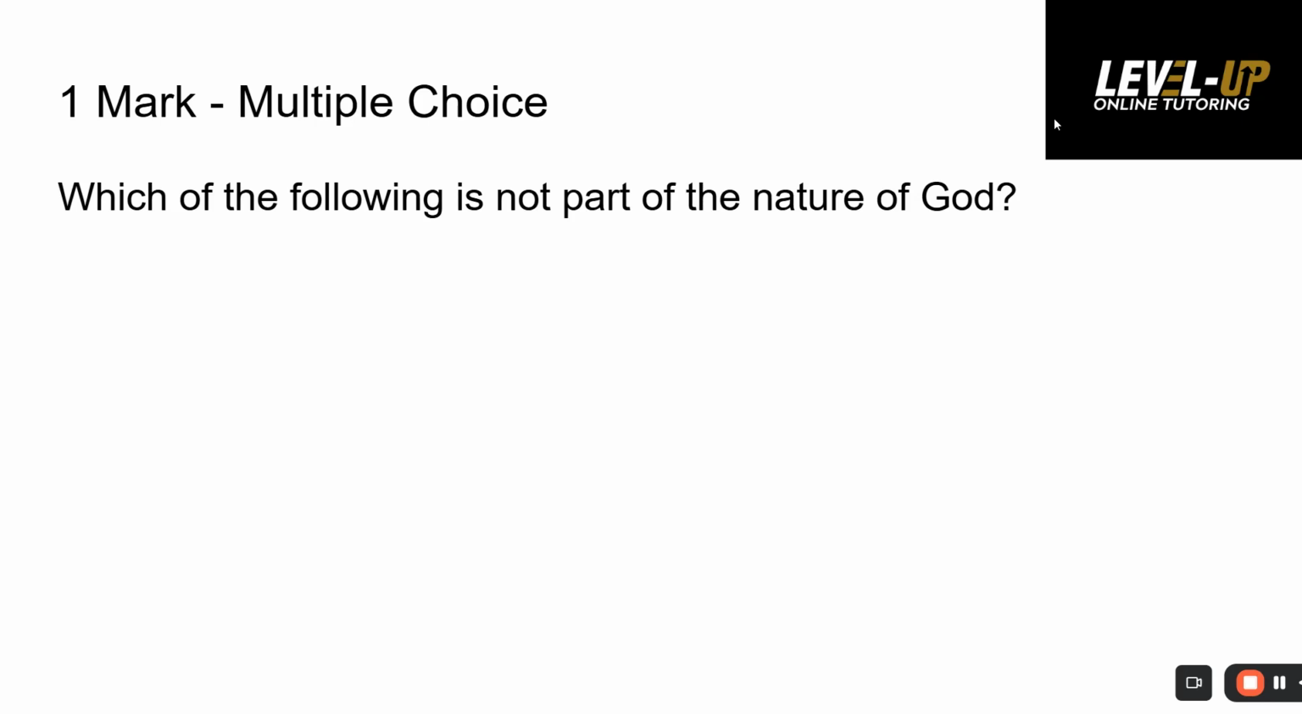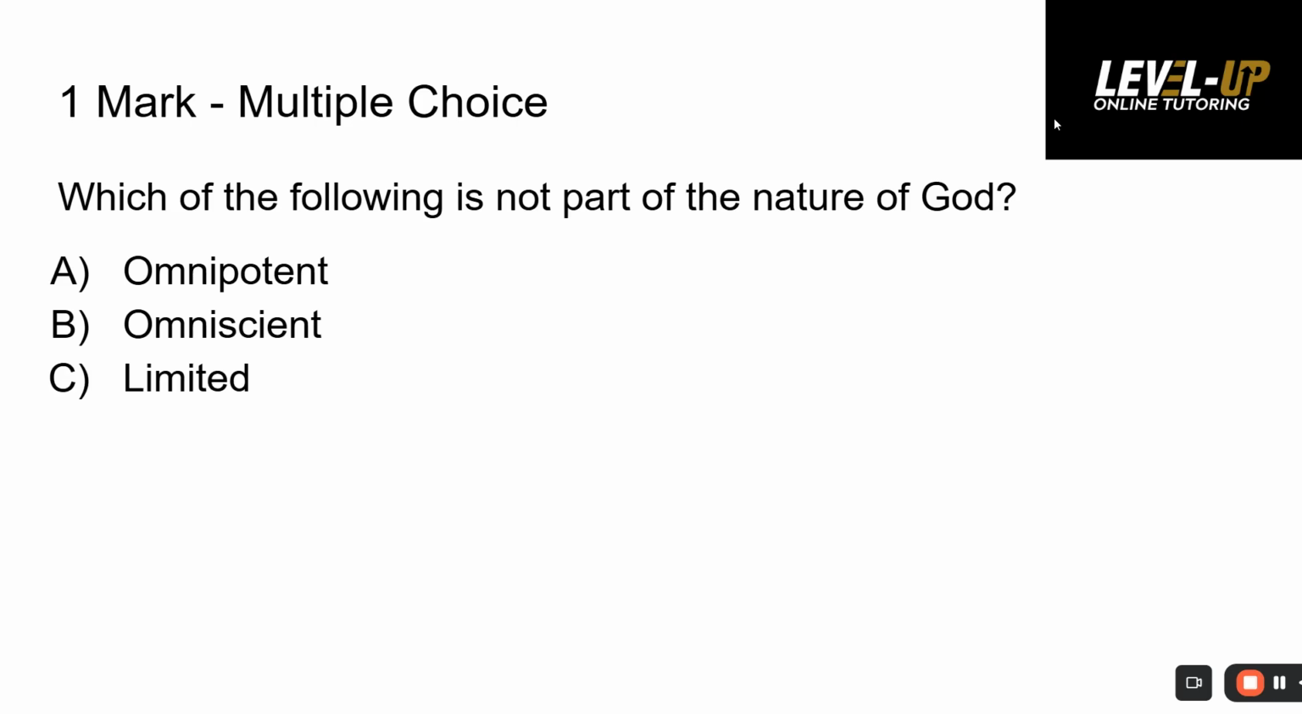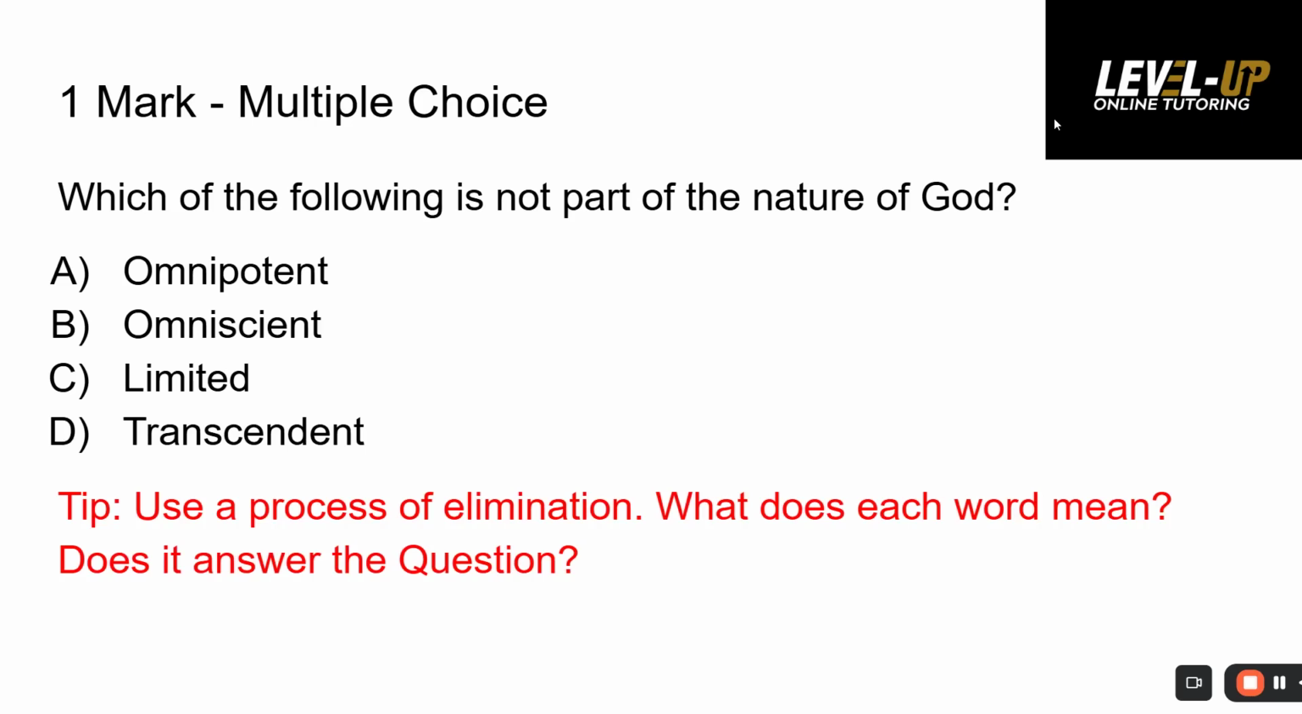This would also be in a Christianity paper, and could be in the Islam paper as well. You could have omnipotent, omniscient, limited, and transcendent. In the exam, you will be given 4 options that you will need to choose from. Now, what happens if you don't recognise exactly which one the answer is? Well, use a process of elimination.